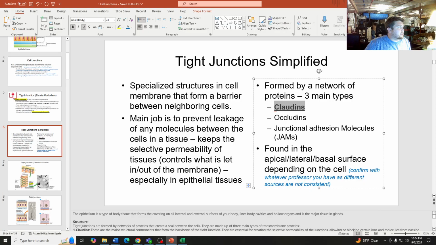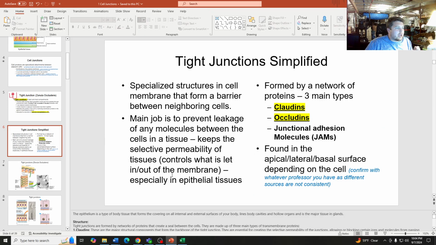I'm actually going to highlight these. Claudins, occludins, and junctional adhesion molecules, or JAMs. Okay, claudins and occludins are the ones that they focus on for this course, but you may see JAMs come up every now and then.